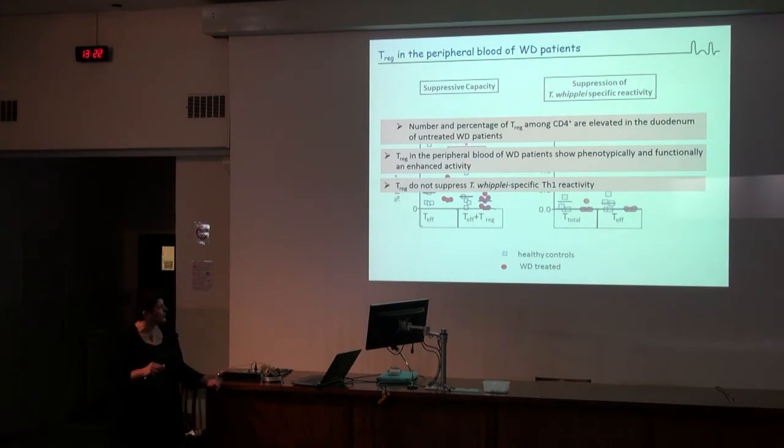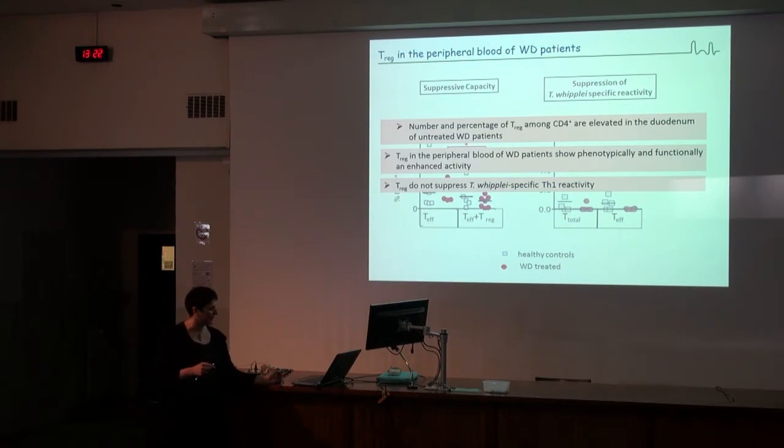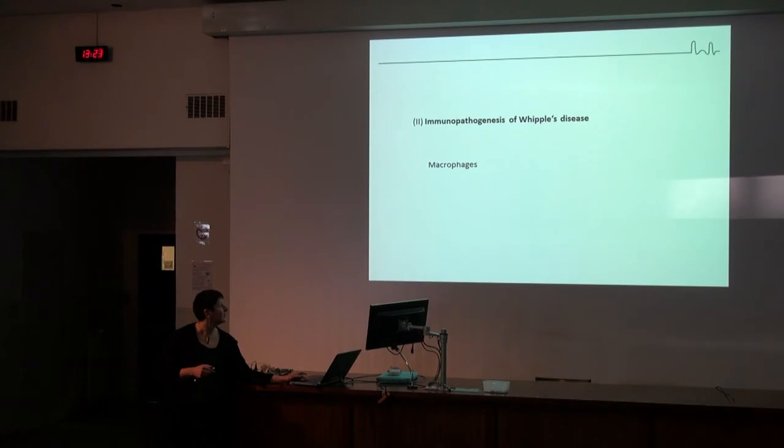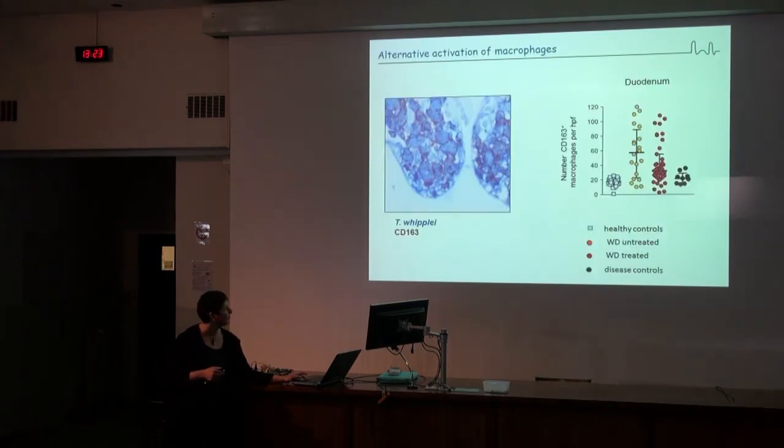So what we see concerning the regulatory T cells is that we have an enhanced percentage and number of regulatory T cells in the peripheral blood of the disease patients. Regulatory T cells show an enhanced activity, but we see that regulatory T cells are not the ones responsible for the suppression of the Whipple-specific TH1 reactivity. So the final step in the immune reaction should be macrophages.